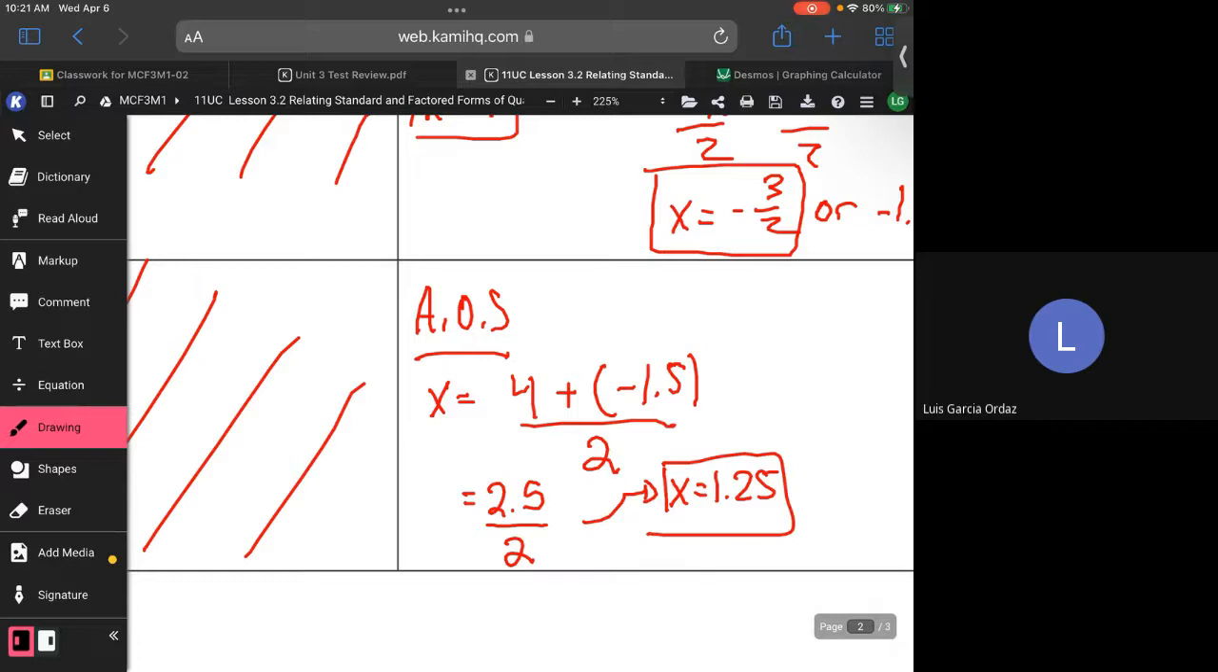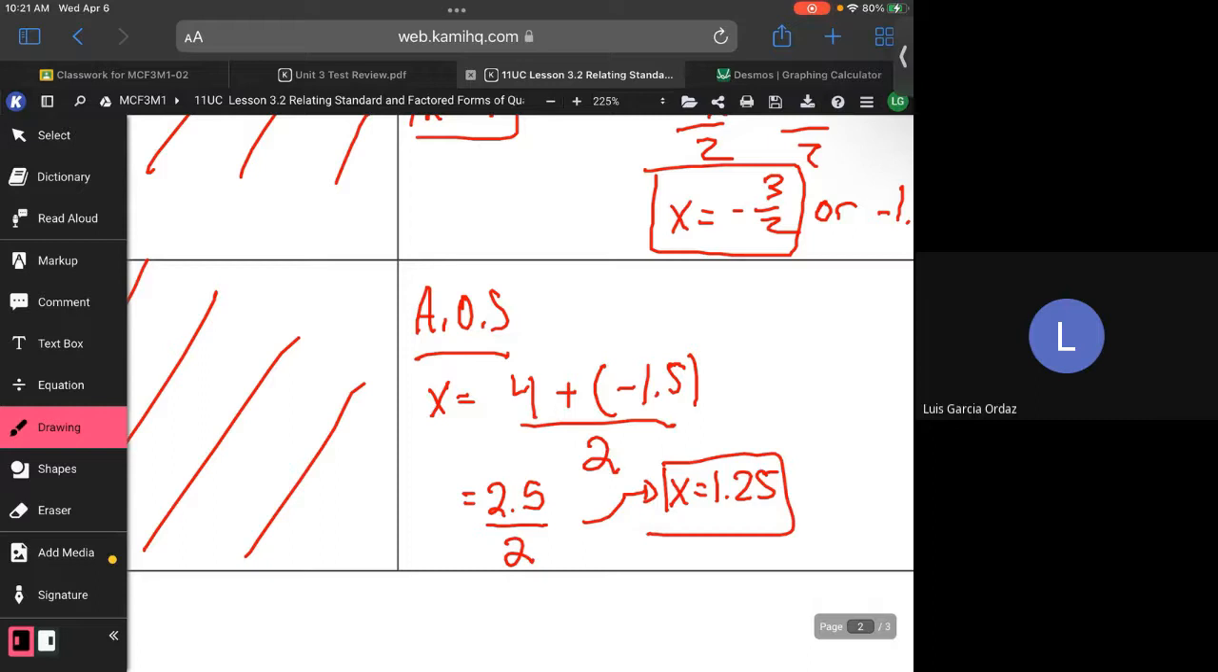Wait, why did you divide it by 2? Because I want the average. I want the middle. Oh, okay. This is for the axis of symmetry. Then we're going to use the axis of symmetry to help find the vertex. Oh, I didn't do that yet. That's what we're doing now. That's not your vertex yet. You use the axis of symmetry.